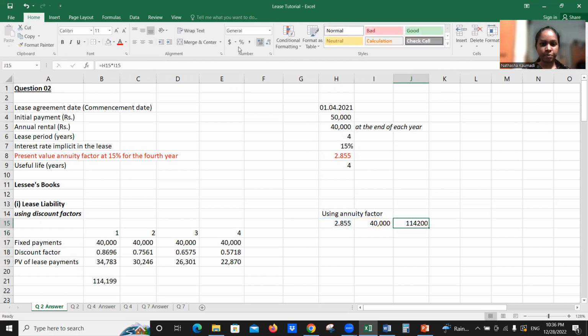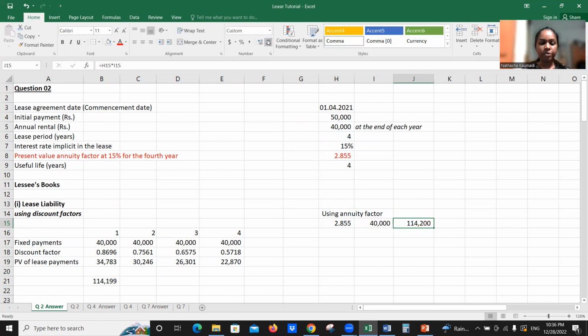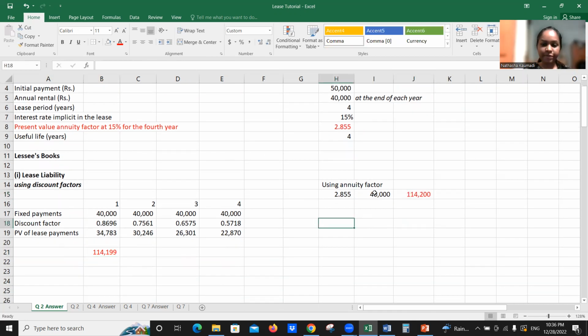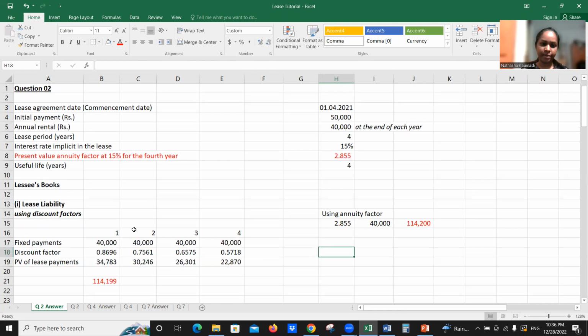You are getting this figure, 114,200. Now, is there a significant difference between these two values? No, right? Whether you use the annuity factor or compute with discount factors, it is the same. So if you have the annuity factor in the question, you can easily multiply the annuity factor by the fixed payment, that value 40,000.